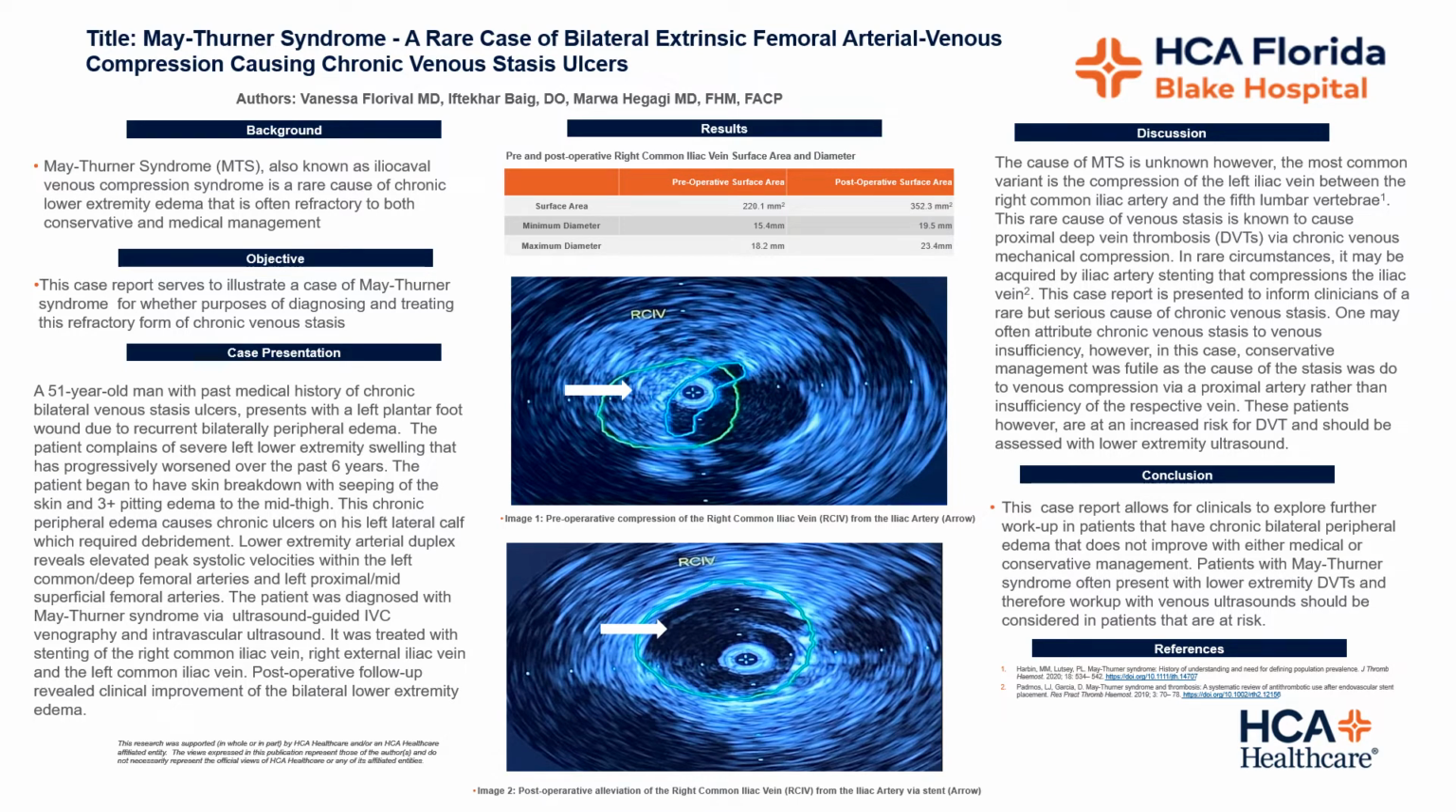In conclusion, this case report allows for clinicians to explore further workup in patients that have chronic bilateral peripheral edema that does not improve with either medical or conservative management. Patients with May-Thurner syndrome often present with lower extremity DVTs, and therefore workup with venous ultrasound should be considered in patients that are high risk.